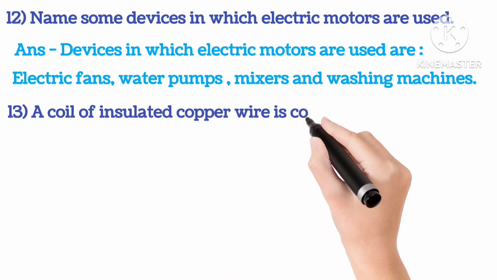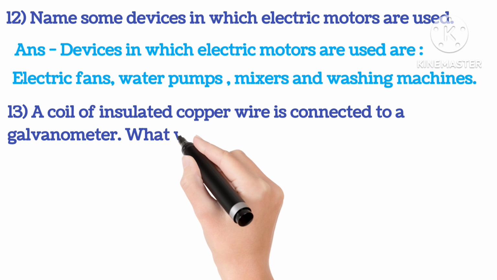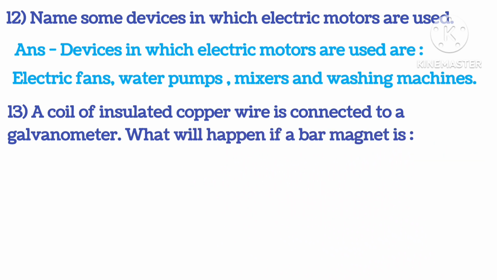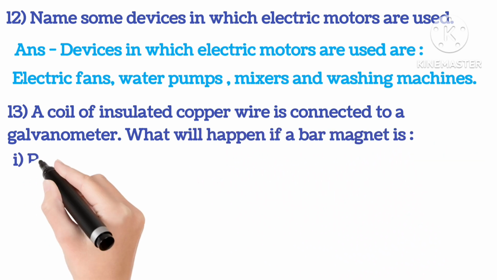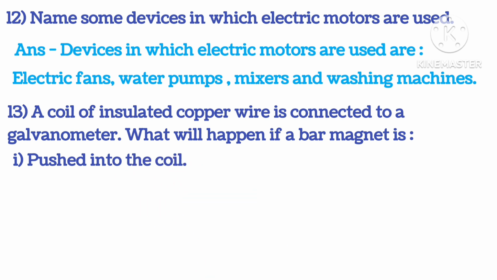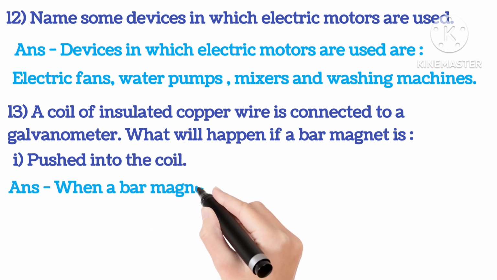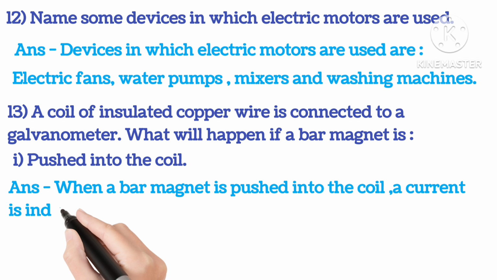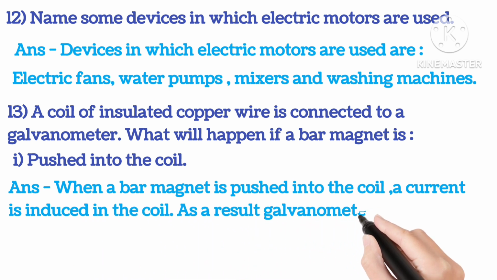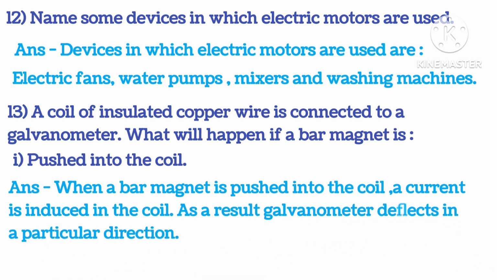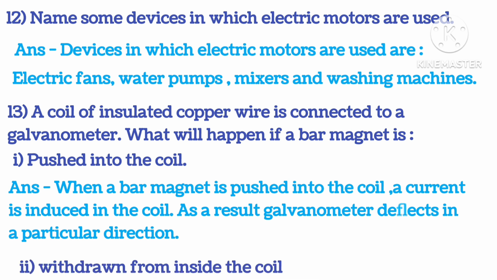A coil of insulated copper wire is connected to a galvanometer. What will happen if the bar magnet is first pushed into the coil? When the bar magnet is pushed into the coil, a current is induced in the coil. As a result, the galvanometer deflects in a particular direction. Second, withdrawn from inside the coil.